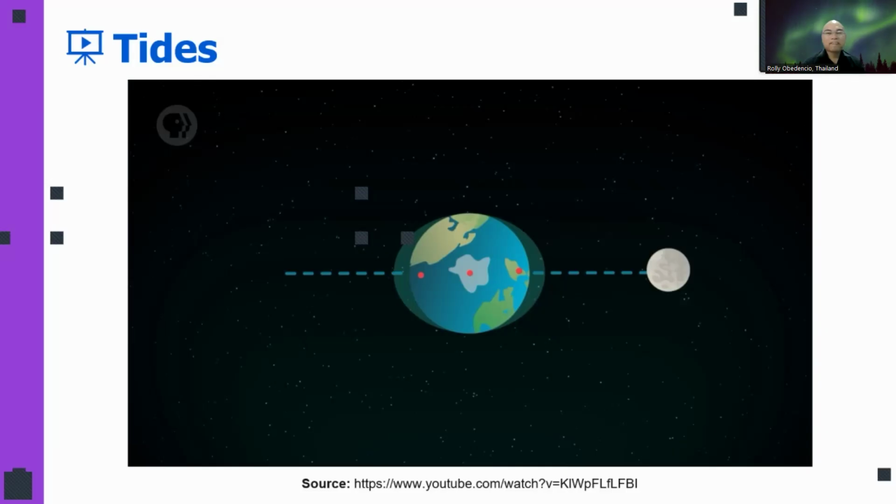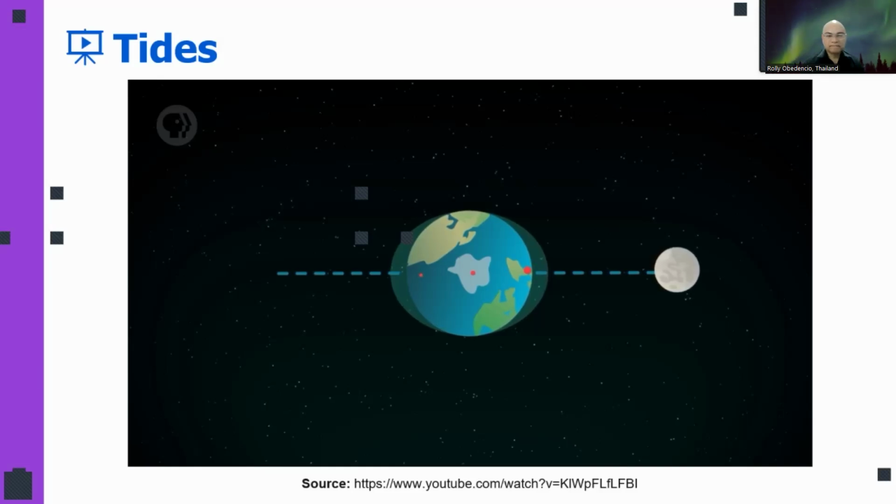But remember, we measure gravity from the centers of objects. The side of the Earth facing the moon feels a stronger pull toward the moon than the Earth's center, so it's pulled away from the center. But the side facing away from the moon feels a weaker force toward the moon than the Earth's center. This means the center of the Earth is being pulled away from the far side. This is exactly the same as if the far side is being pulled away from the center. And that's why you get two bulges on opposite sides of the Earth.